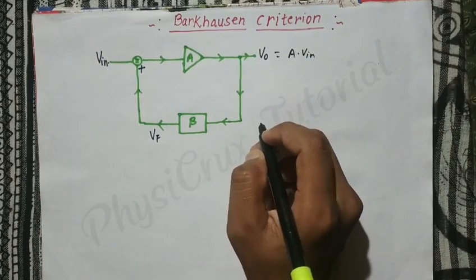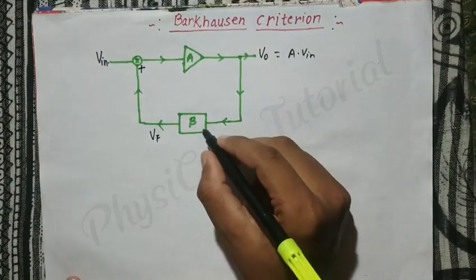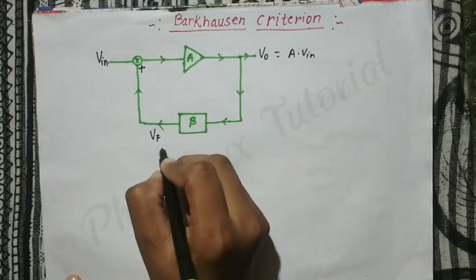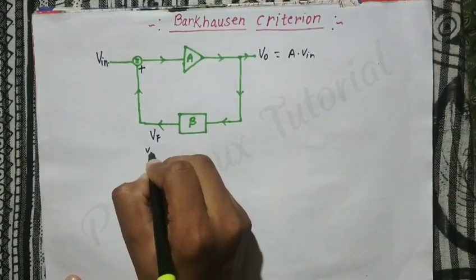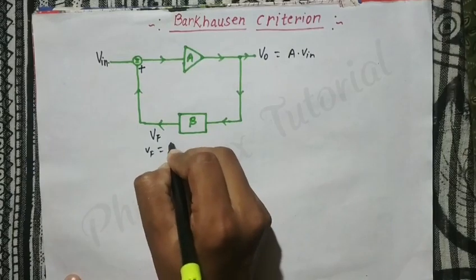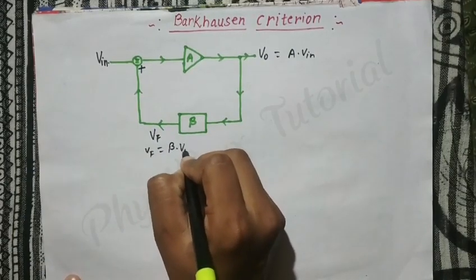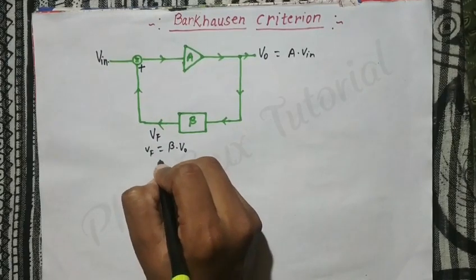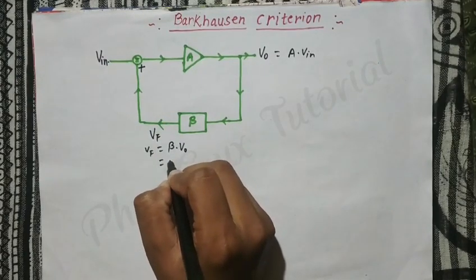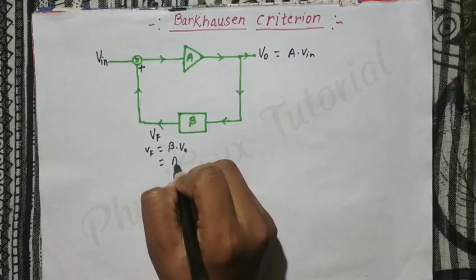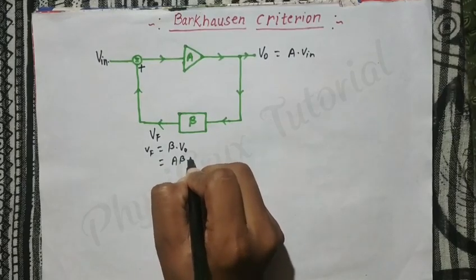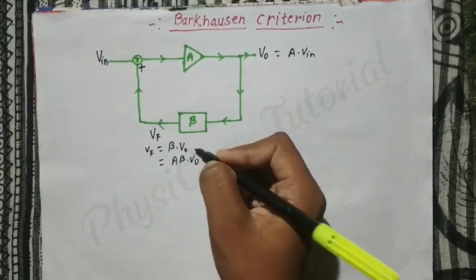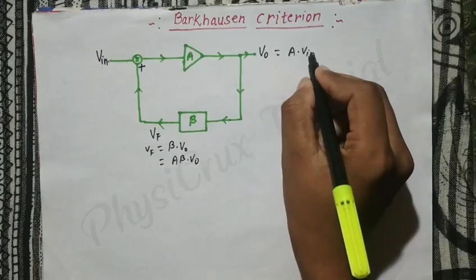Here the feedback voltage can be written as beta into V naught, and this is equal to A beta V naught. The value of V naught is A into V input.